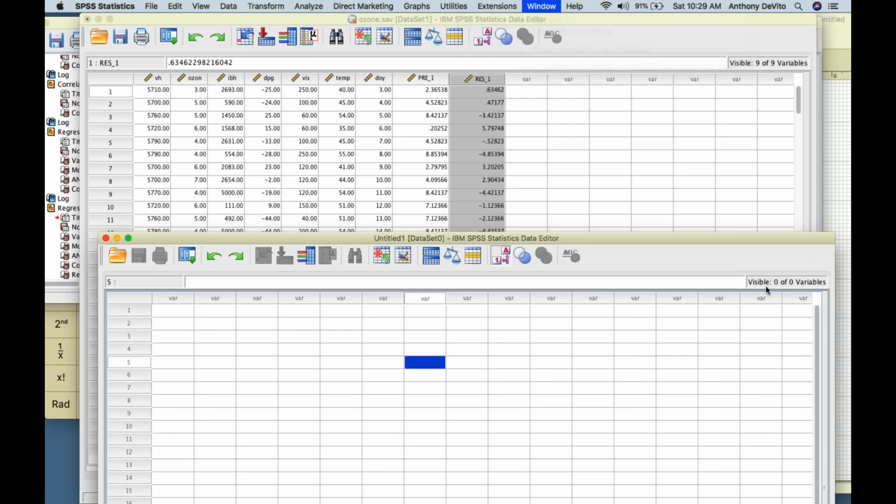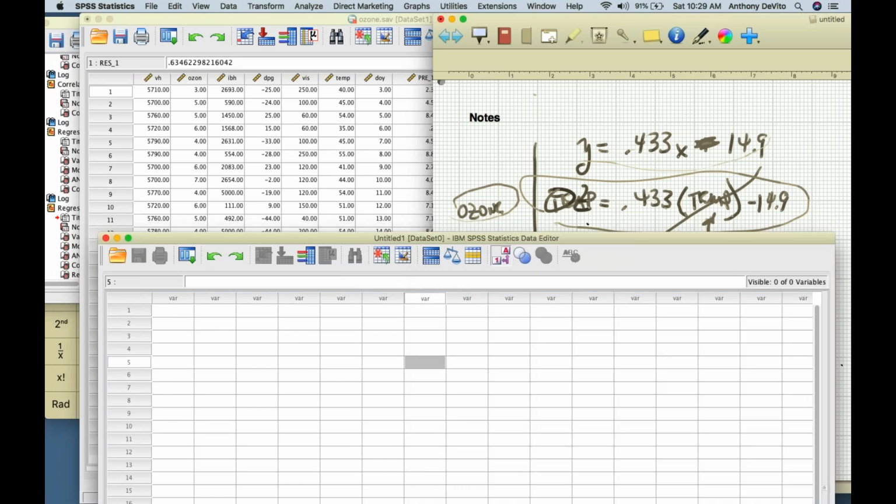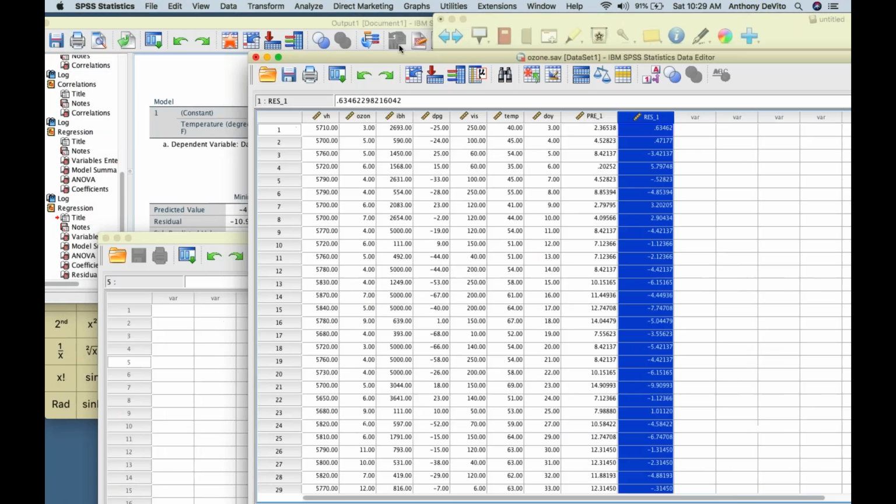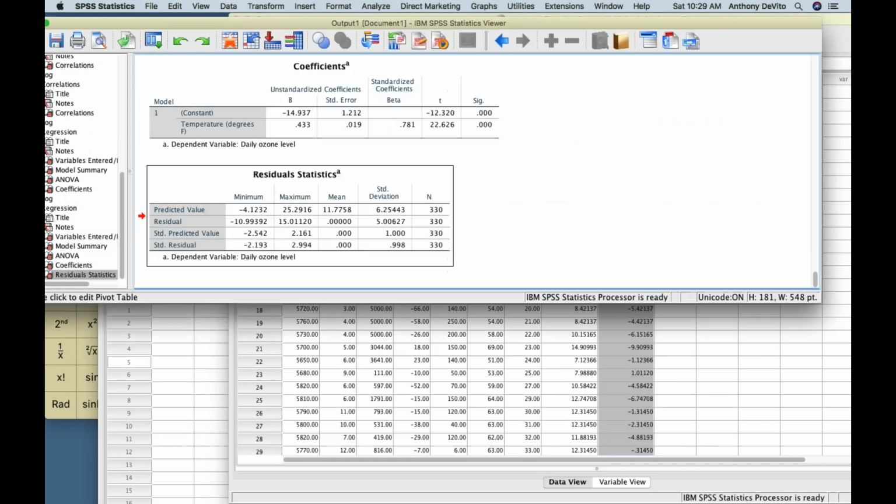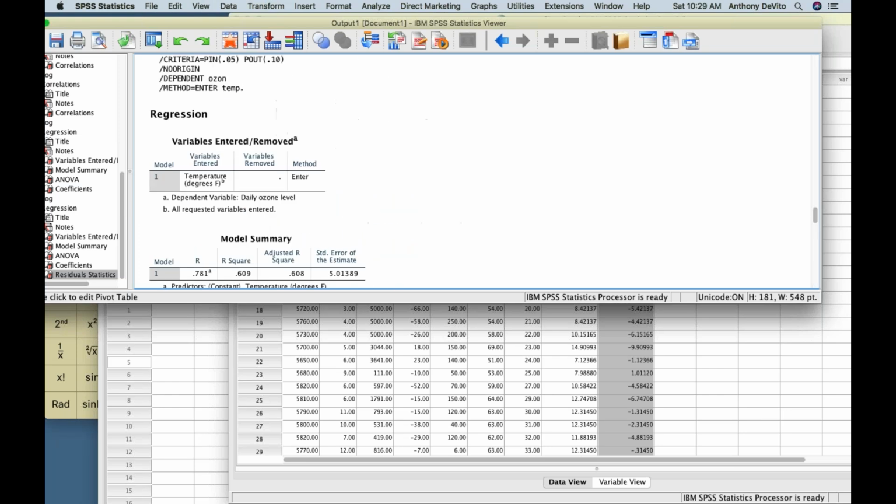I don't see my output table anymore. Yeah, I lost my output table. There it is. Okay, I'm going to go back here.